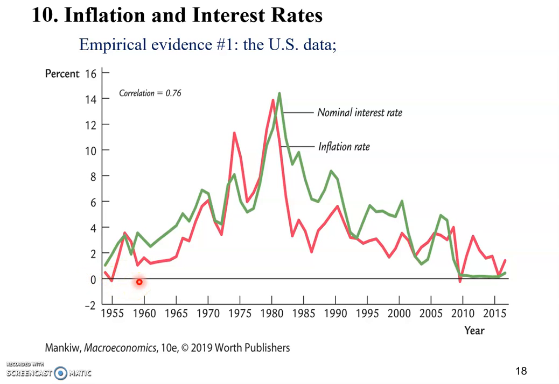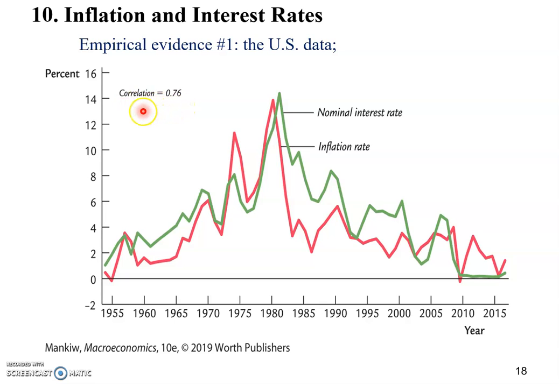The green one is the nominal interest rate and the red one is the inflation rate. Once again, here let's focus on the long-term relationship. And you can find that the evidence is in favor of the Fisher equation. So we believe there's a strong positive correlation between these two variables. Here you find that the correlation coefficient is 0.76.